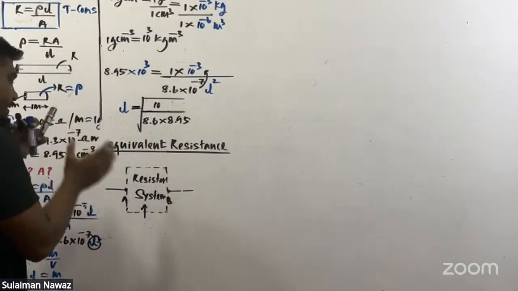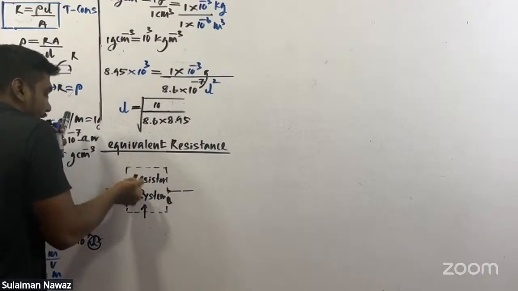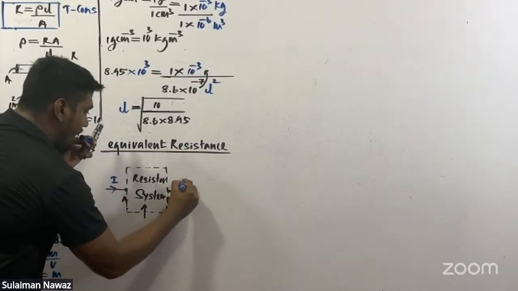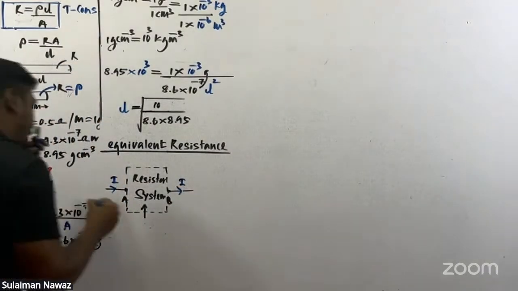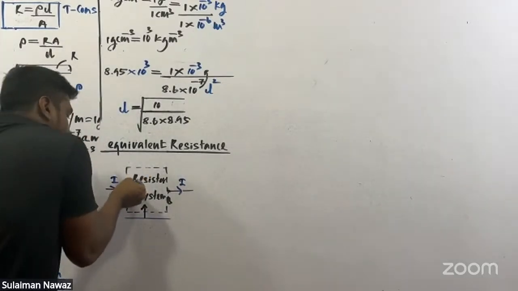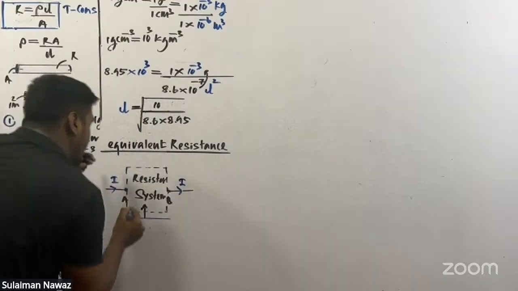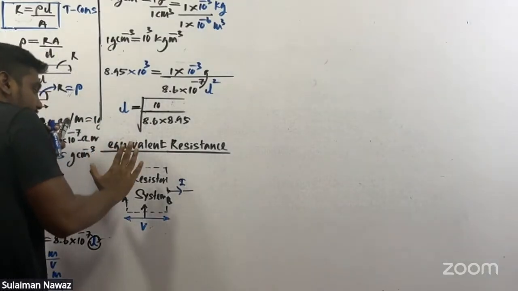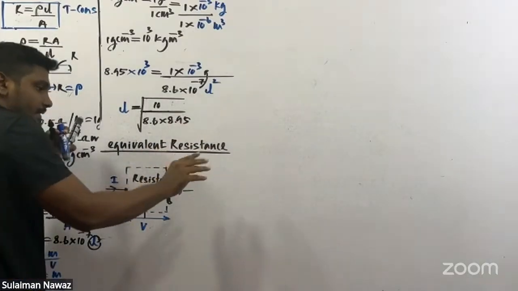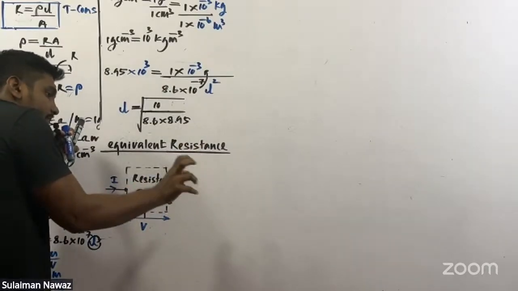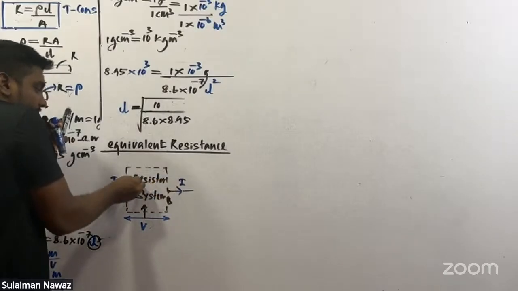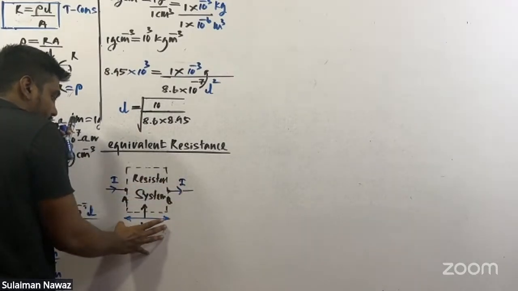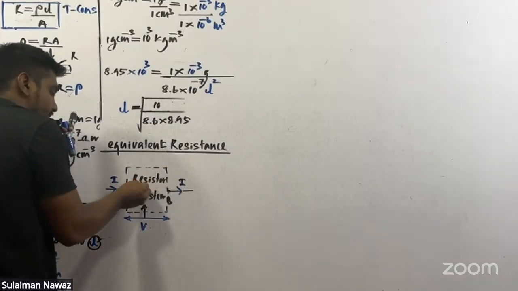What is the idea? Let's say this resistor system produced a current of capital I through the resistor system under a potential difference, a voltage difference, capital V, right? Now we can tell that equivalent resistance means the single resistance which can produce the same result. So what is the result? The result is producing a current capital I under a potential difference capital V.